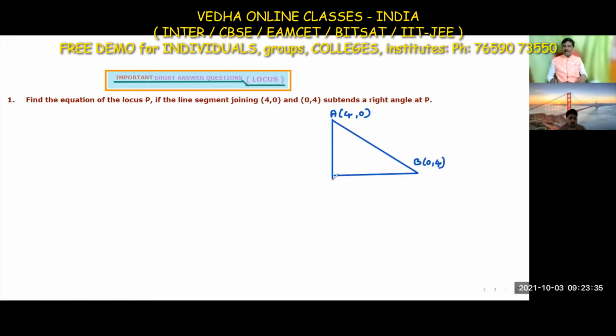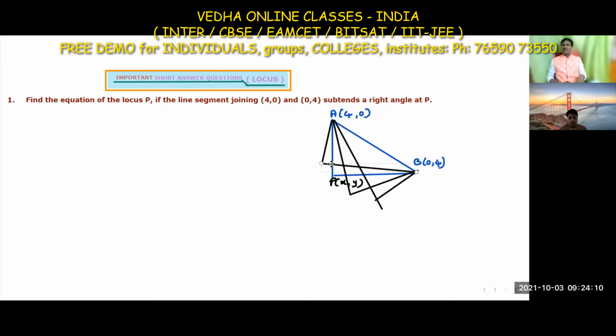A and B points are given. So I am taking this point as (x, y). It is a variable. Since it is a variable, we can move from here to here also, and we can draw like this also. We just want a right angle triangle.